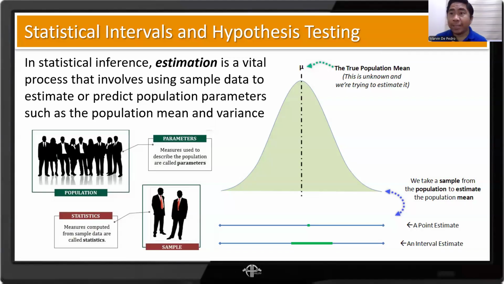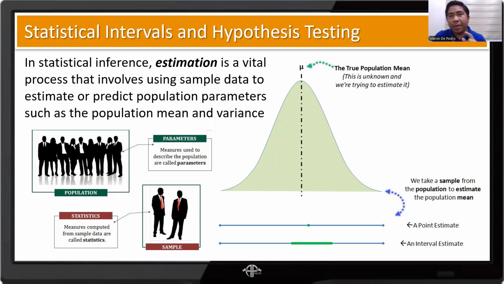Okay, so what is estimation in the first place? In statistical inference, estimation is a vital process that involves using sample data to estimate or predict population parameters such as the population mean and variance. So we mentioned the term parameters. Specifically, parameters are measures used to describe the population. Common examples of parameters are the population mean and the variance.